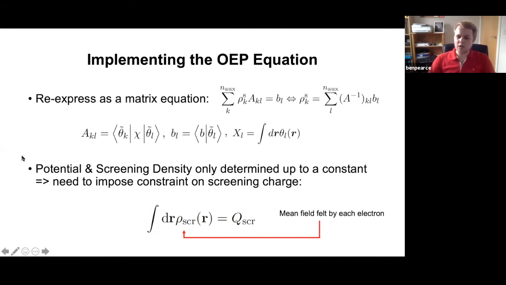An important feature with the OEP equation and its solution is that actually the potential and screening density is only determined up to a constant. So that means that we need to impose some kind of constraint on our screening density. And we do so by setting the integral of the screening density to a value Q_screening. And you can think of this screening density as the kind of mean field that's felt by each electron in the system. So that sort of gives us a hint as to maybe what physically this value Q_screening should integrate to.